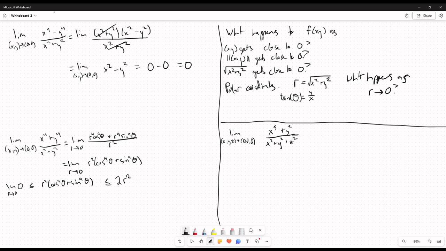And I know the limit as r approaches 0 of a couple of these things. The limit of 2r squared as r goes to 0 is 0. The limit as r goes to 0 of just the constant 0 is 0. So that means that the limit we're interested in is going to equal 0. And that's exactly the limit that we were trying to solve at the beginning, so lo and behold, we have calculated our limit.